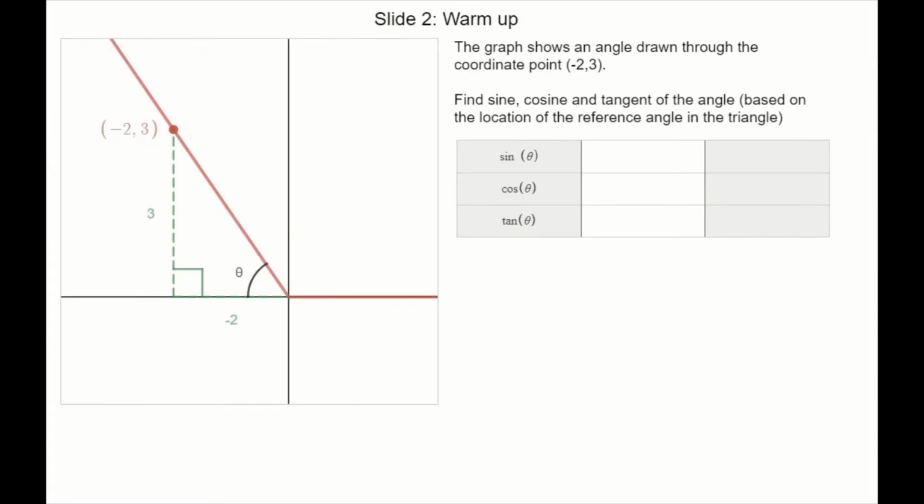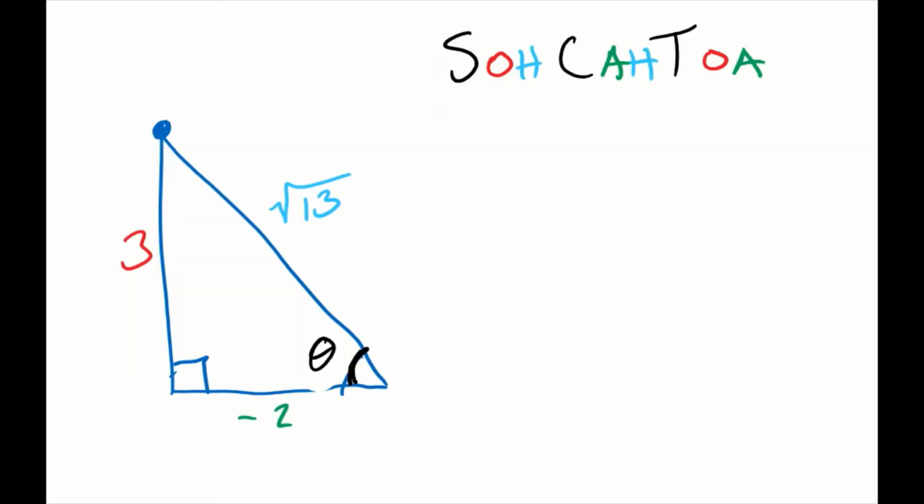All right, so now we want to find the sine, the cosine, and the tangent here. So we know all three sides, right? So now it's just going to be a matter of using SOHCAHTOA. So the first thing we're looking for is sine theta, which SOHCAHTOA tells me is opposite over hypotenuse. And in our case, that is 3 over the square root of 13.